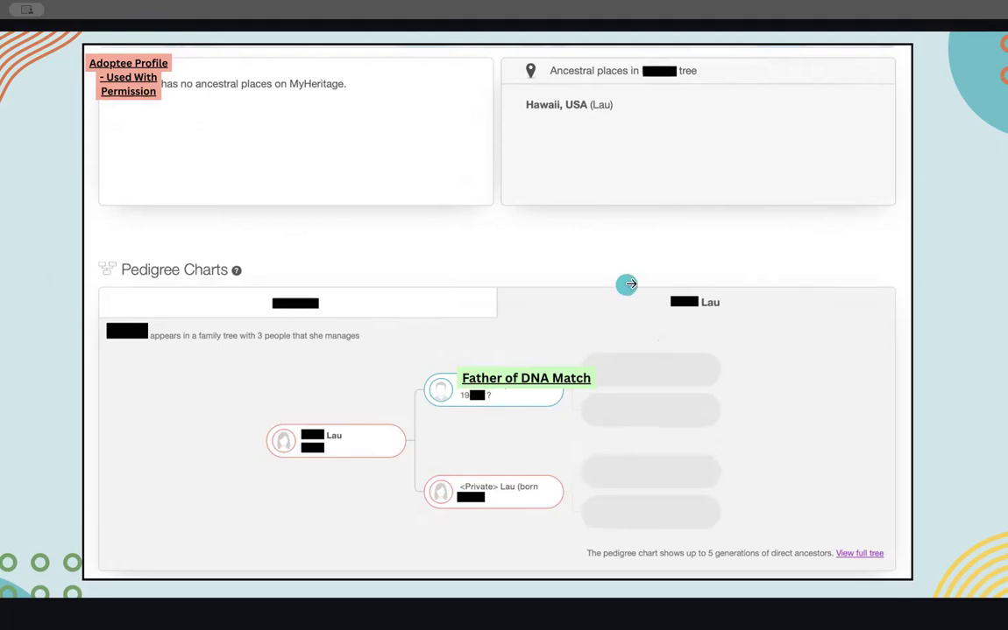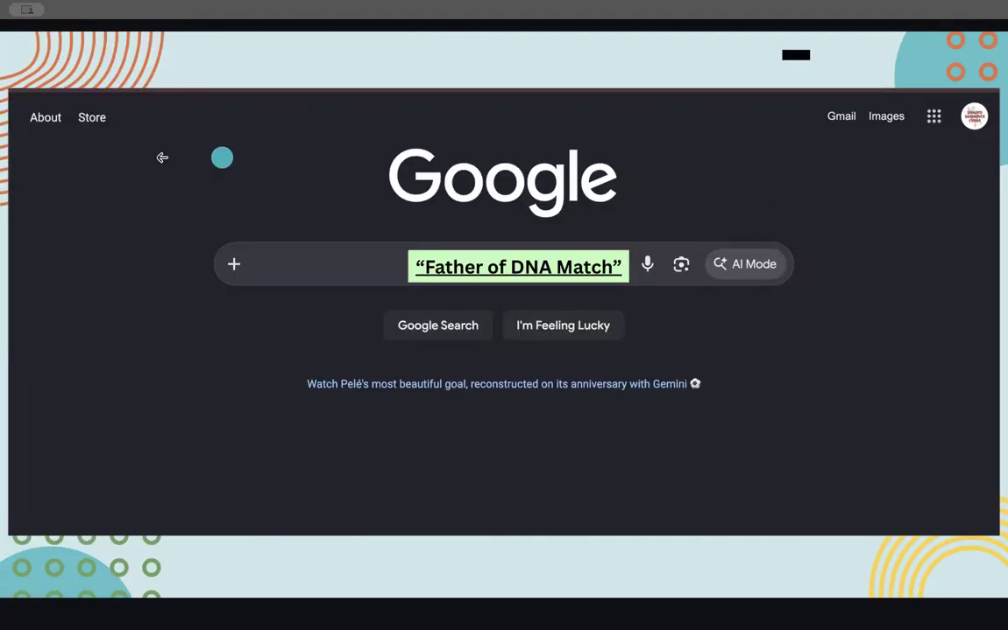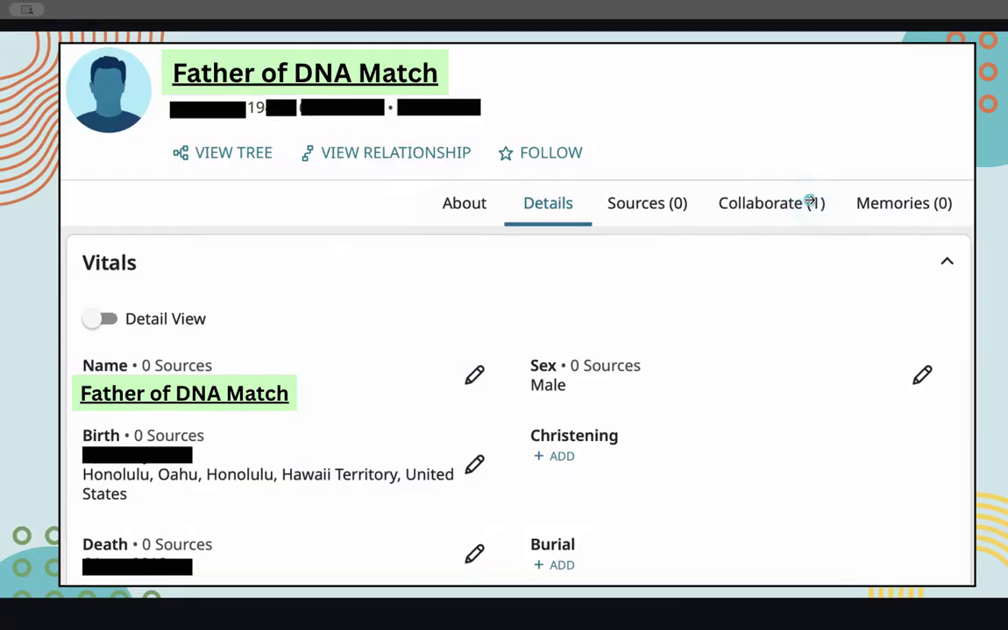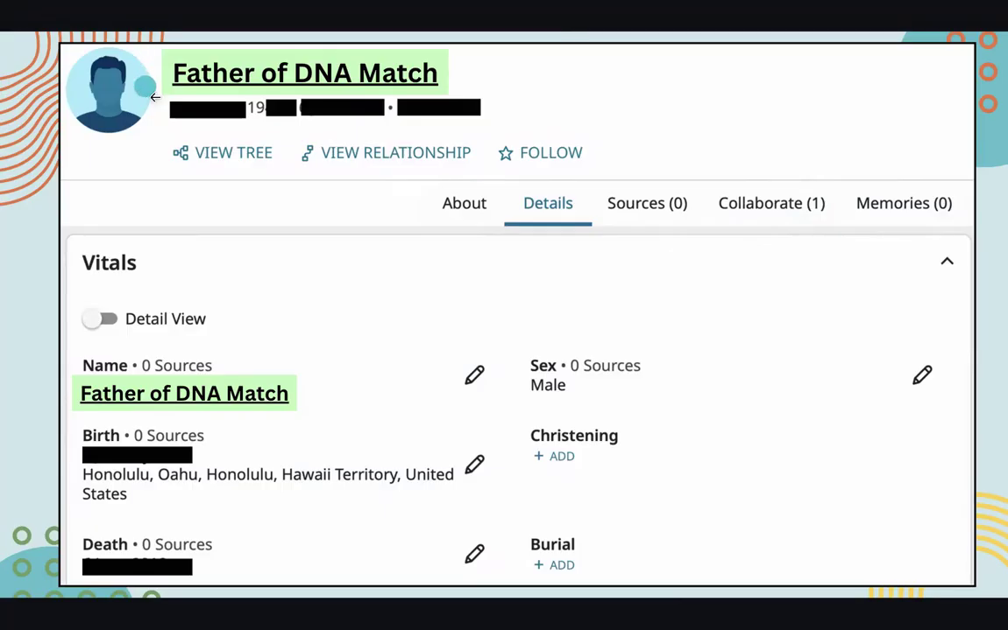So then I went to Google and Googled the name of the father of the DNA match, and I was able to find a FamilySearch record. And again, we don't know right away that this is the same person, so we want to start lining up information to see if it matches. Okay, the full name matched, spelling and everything. That checks off. Next, I'm going to check birth date and death date in years. Okay, those match too. Okay, great.